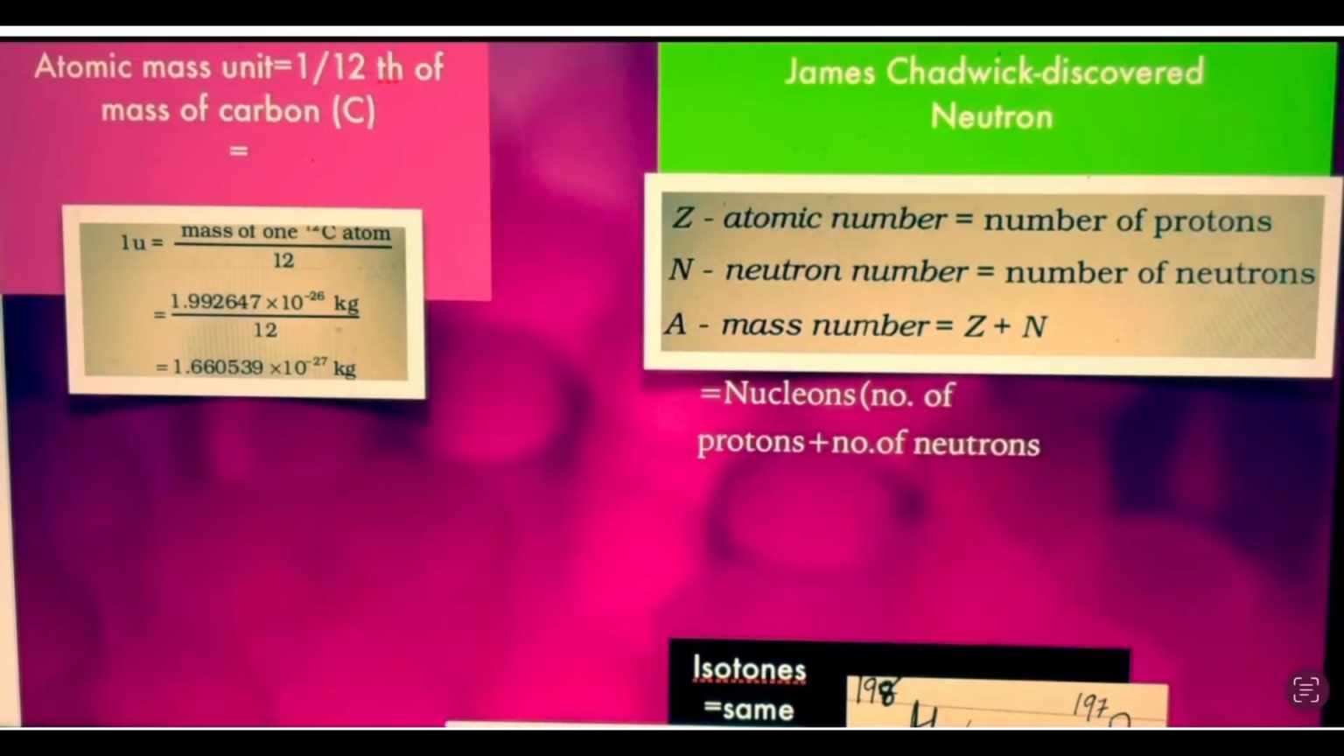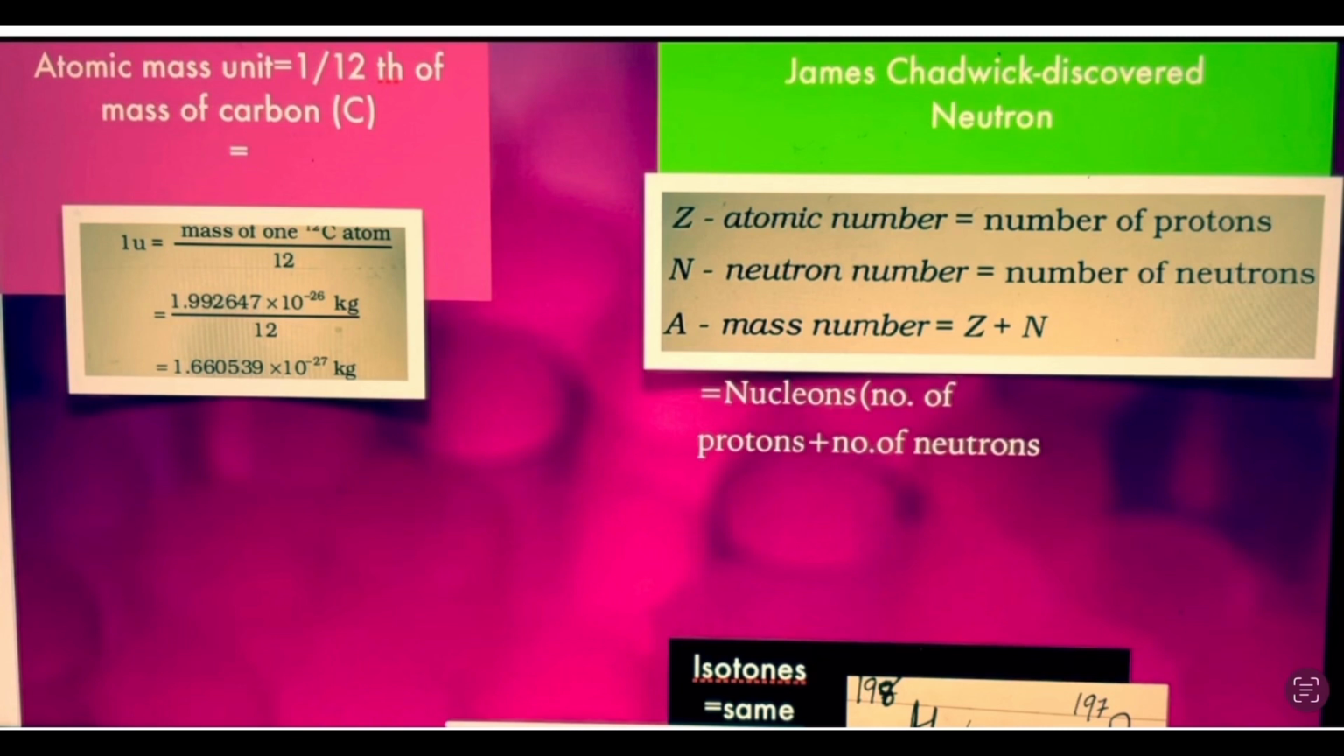To study nuclei, you have to know about atomic mass, and atomic mass is always compared with the mass of 1 by 12th of a carbon atom. So 1 unit is equal to the mass of 1 carbon atom divided by 12, and that is approximately 1.66 into 10 raised to minus 27 kg.